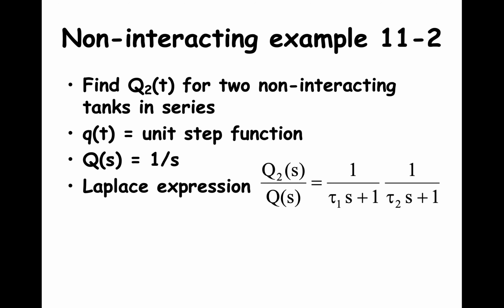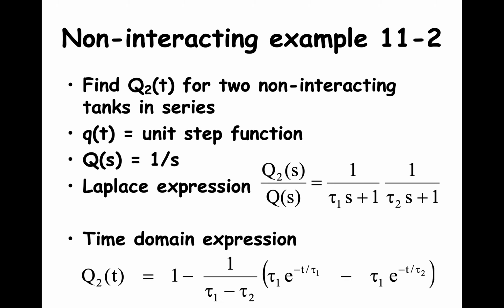For example 11-2 in the course packet, we can find the tank 2 outflow rate Q2 using the same two tanks and the data from example 11-1. The appropriate Laplace expression is Q2 over Q equals 1 over tau 1 s plus 1 times 1 over tau 2 s plus 1. After substituting in the Laplace expression for a unit step change, 1 over s for Q, and taking the inverse, we get this time domain expression here.